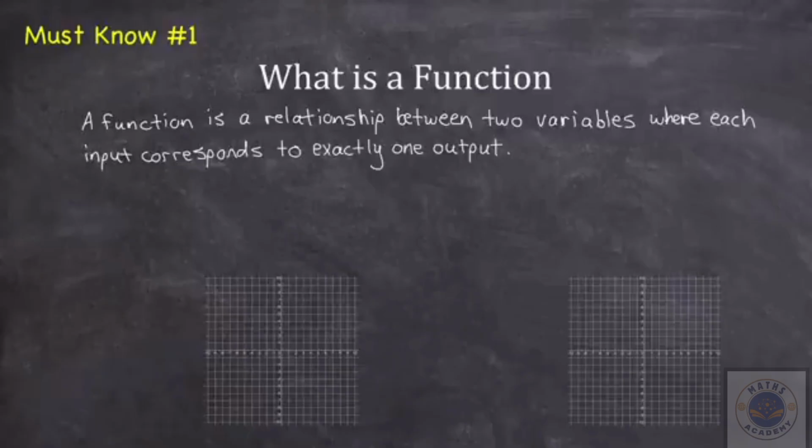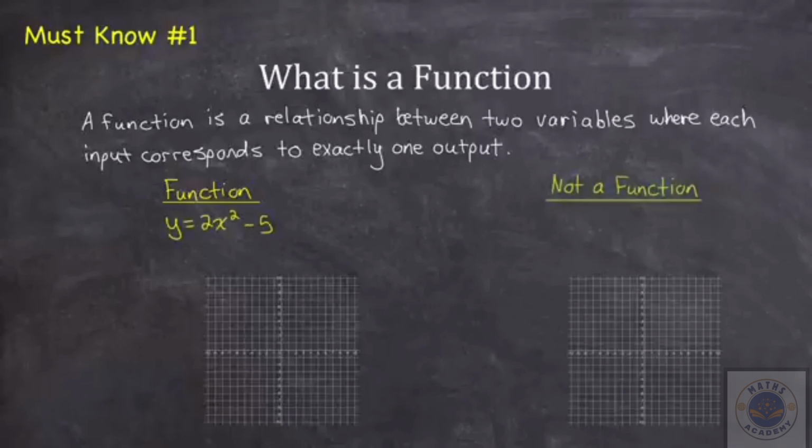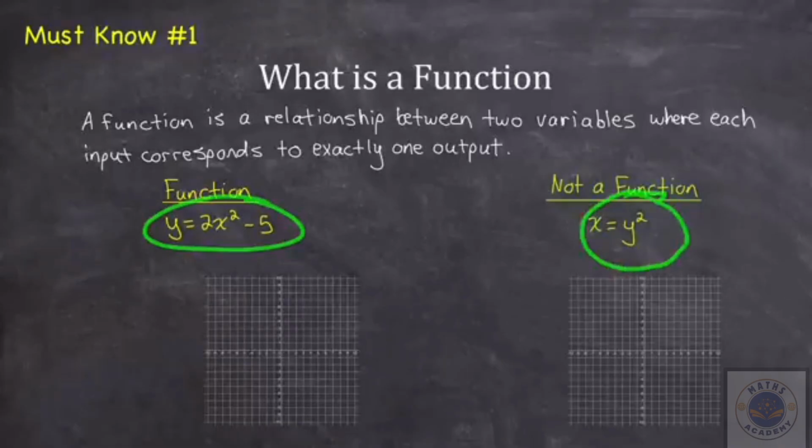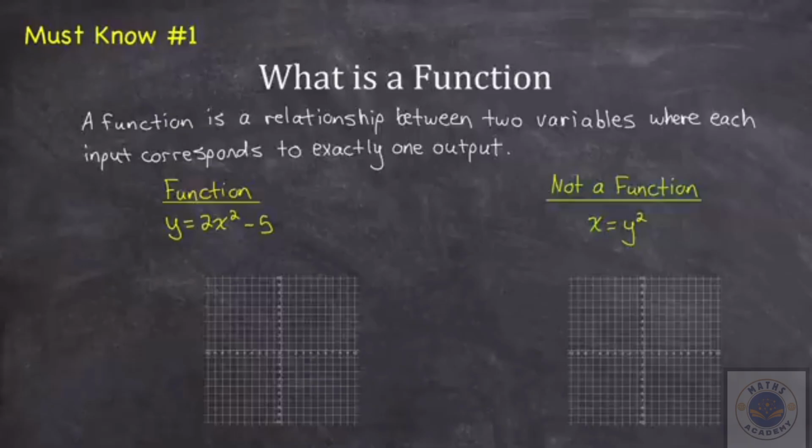And to help you understand this definition, let me give you an example of a relationship that is a function, such as y equals 2x squared minus 5, and a relationship that is not a function, such as x equals y squared. Both of these equations show the relationship between the variables x and y. But relationships can be shown not just in equations. We could also make a table or draw a graph that shows the relationship.